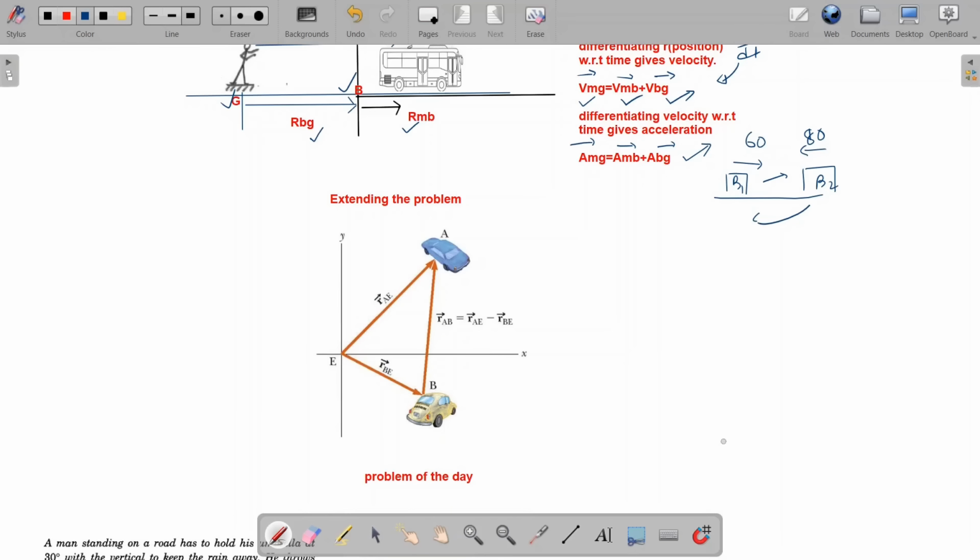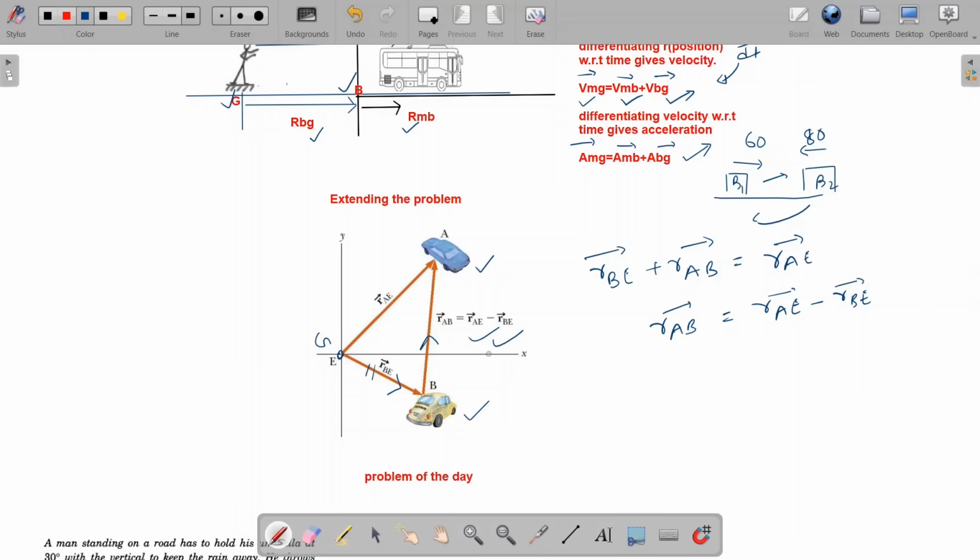Now I just draw this figure. There are two cars, A and B, and this is the earth. Earth is nothing but the ground. This is the position vector of car A with respect to earth, RAE, and this is the position vector of car B with respect to earth, RBE. Now this is a triangle, and from the triangle rule of addition, this side would be equal to the sum. So RAB plus RBE can be written as RAE. So ultimately RAB will be equal to RAE minus RBE, and this is what is shown over here also.